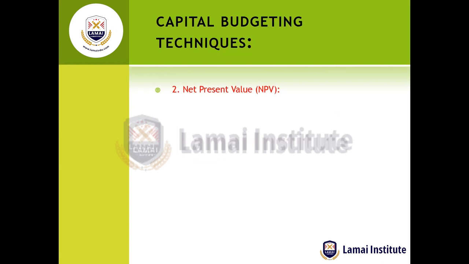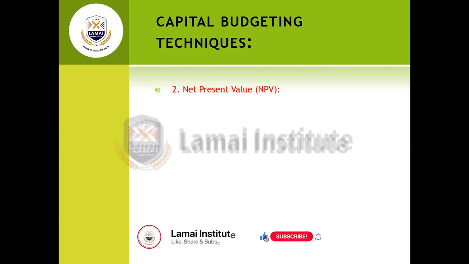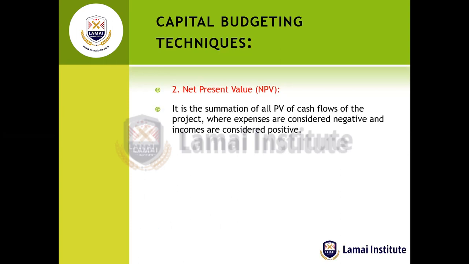So it still uses the same concept, but normally in net present value, we also consider the cost of investment, which will normally be the negative value, because this is the money that we poured into the project, and so we are able to sum up everything as per the net present value. So in net present value, what you do is simply the summation of all present values of cash flows of the project, where the expenses are considered negative and the incomes are considered positive.